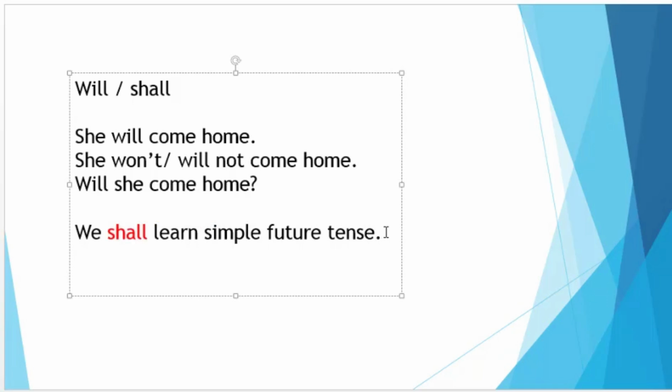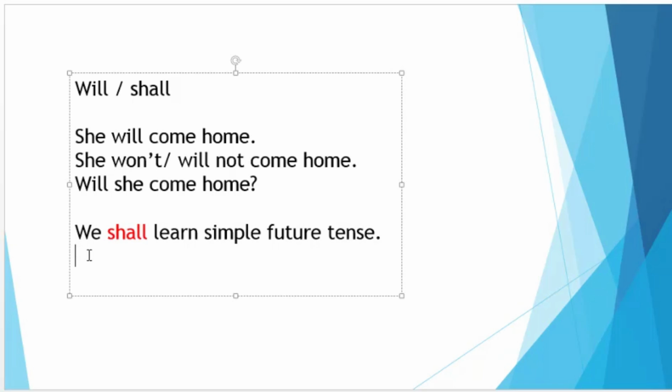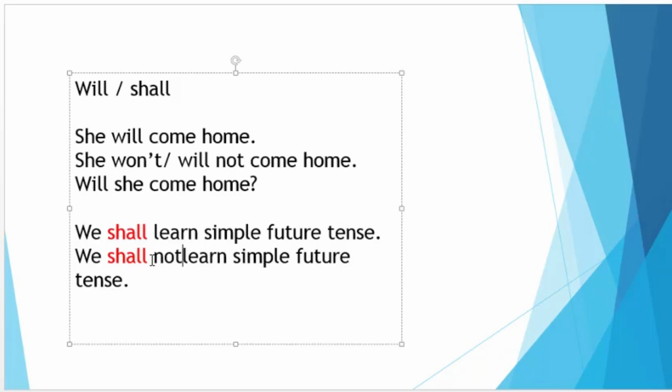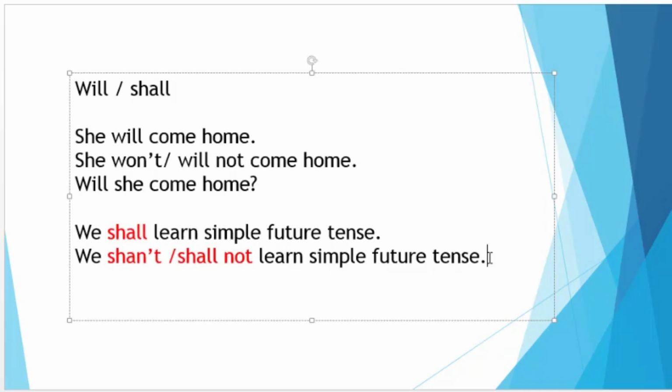If you want to change it to negative, the only thing is that we have to put not after that, or the shortcut form of shall is shan't. Okay, you can use shan't or shall not. Both of them are okay. These two structures both can be used when we want to change it to negative. Okay, so to make it a question, we bring shall at the beginning.